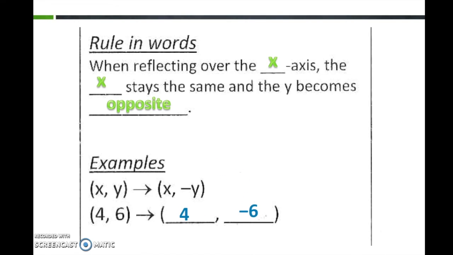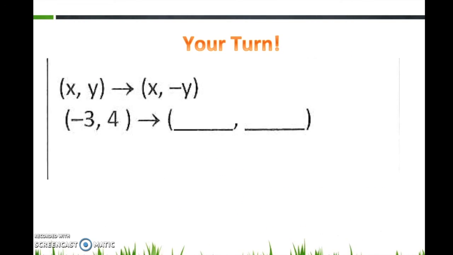Hope that makes sense. Now pause the video and give it a try. Let's see what you got. So we're going to apply the rule where x is going to stay the same. So I'm going to keep my negative 3, and y becomes the opposite. I have positive 4, so it becomes negative 4. Hope you got that. Remember, you can always pause, rewind, rewatch as many times as you like.